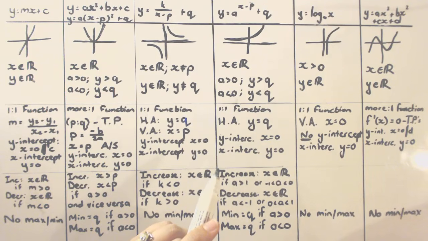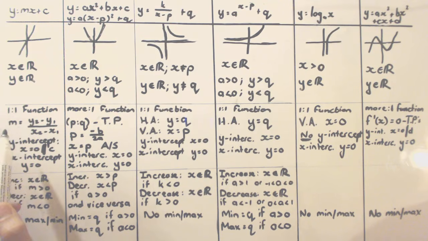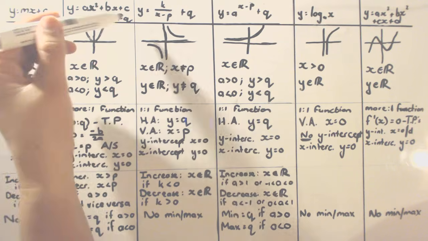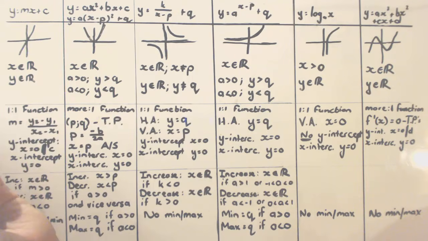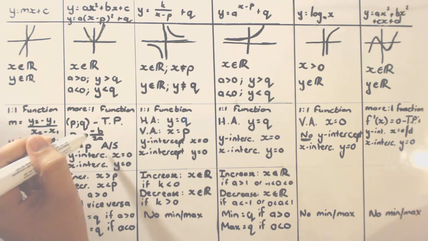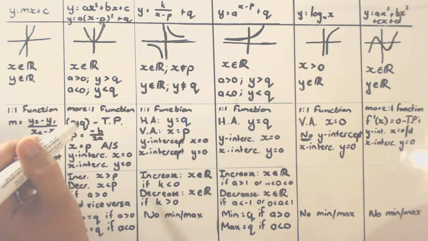Alright, a few important things to know about each function. For the formula to find the gradient, the m value, there's a formula which you are more than comfortable with, I hope. Important to remember for the quadratic function, the p and q values are my turning point. So it's useful to know that p and q is a turning point, and that I can find p by using this formula, minus b over 2a.